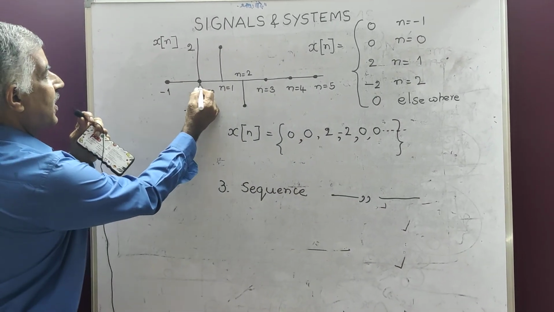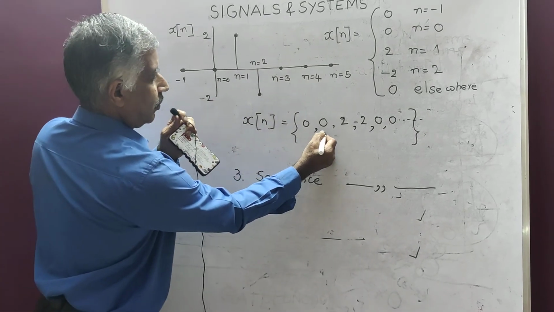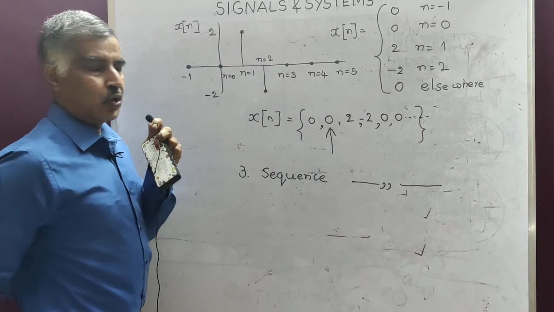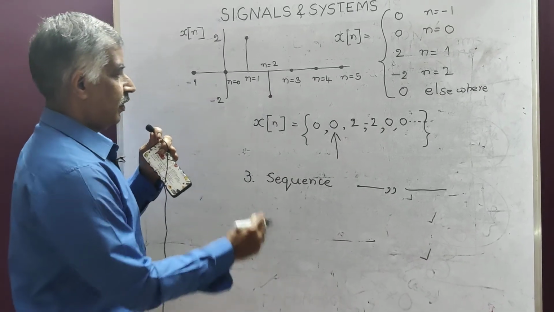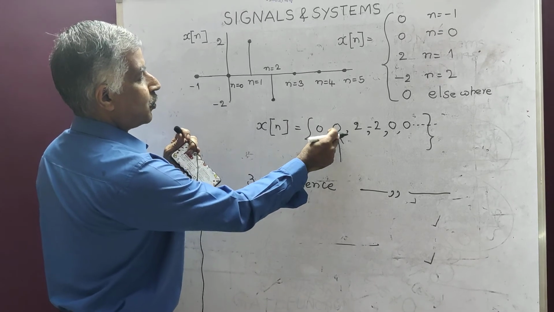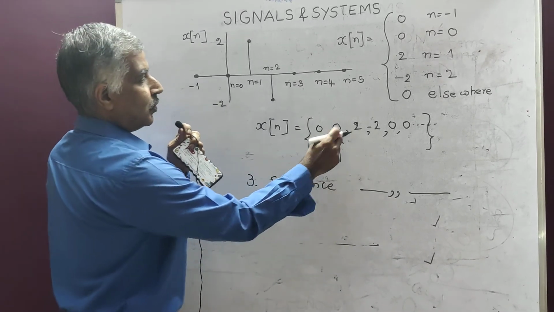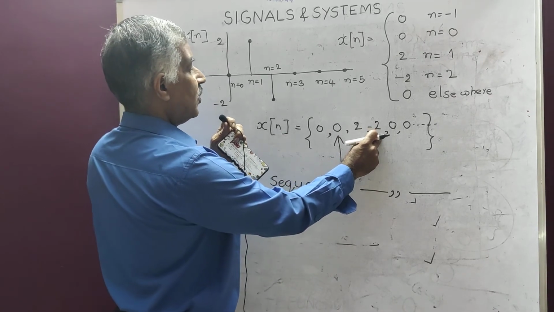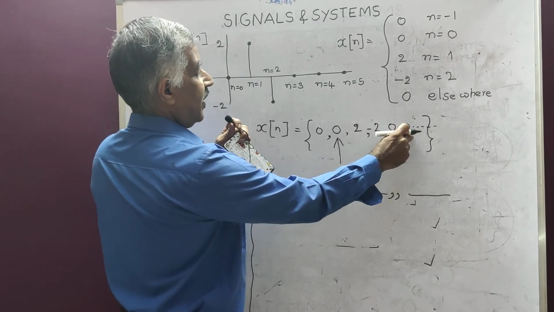Now this is n equal to 0. Here you show an upward arrow. If you show an upward arrow like this, it corresponds to n equal to 0. So this is for n equal to 1. This is for n equal to 2. This is for n equal to 3, etc.